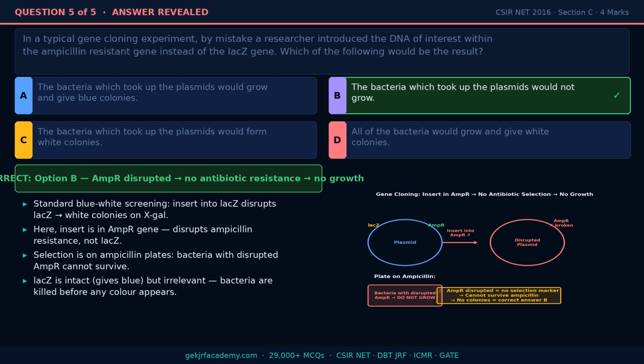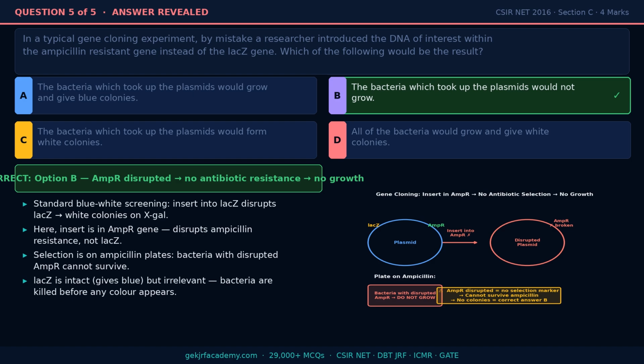Now, the researcher has introduced the insert into the ampicillin resistance gene, not into lacZ. Insertional inactivation of the AmpR gene means the bacteria cannot produce beta-lactamase. Beta-lactamase is the enzyme that degrades ampicillin. Without it, the cells cannot survive in the presence of the antibiotic. When plated on ampicillin medium, these bacteria, even though they carry the plasmid, are killed. They do not grow, and therefore no colonies of any color appear.